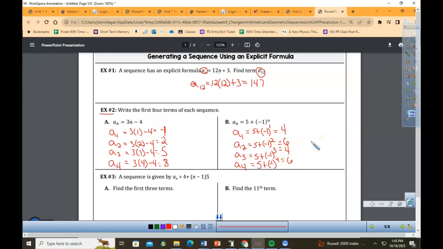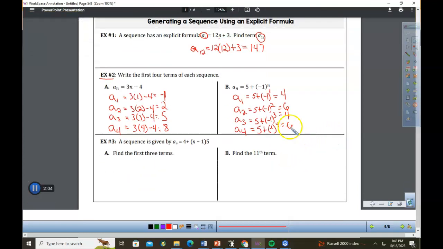All right, anything too scary? Let's get scary. Find the first 3 terms of this. Actually, try this one on your own. Pause the video and then hit play and see how you did.